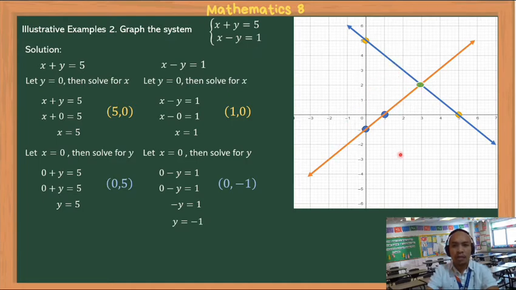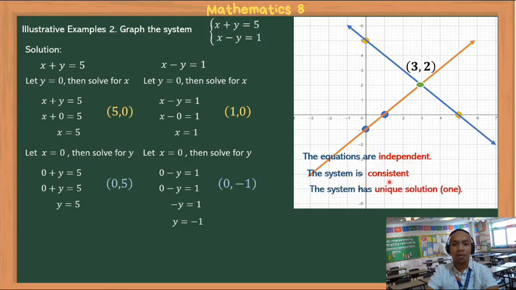These two lines intersect at the point (3, 2). That is the ordered pair where the two graphs intersect, so this is the solution to the system. To conclude, these equations are independent, the system is consistent, and the system has a unique, or one, solution. What is the solution? The point of intersection of the two lines.